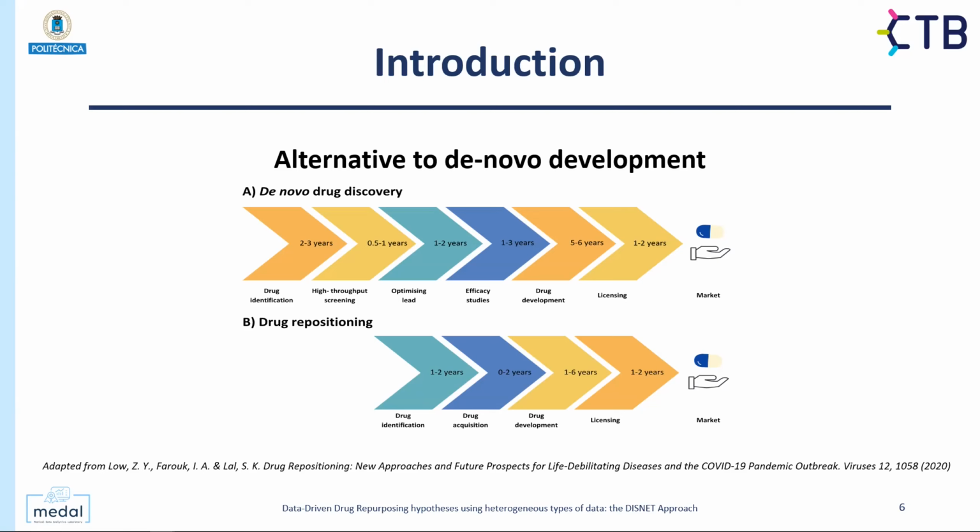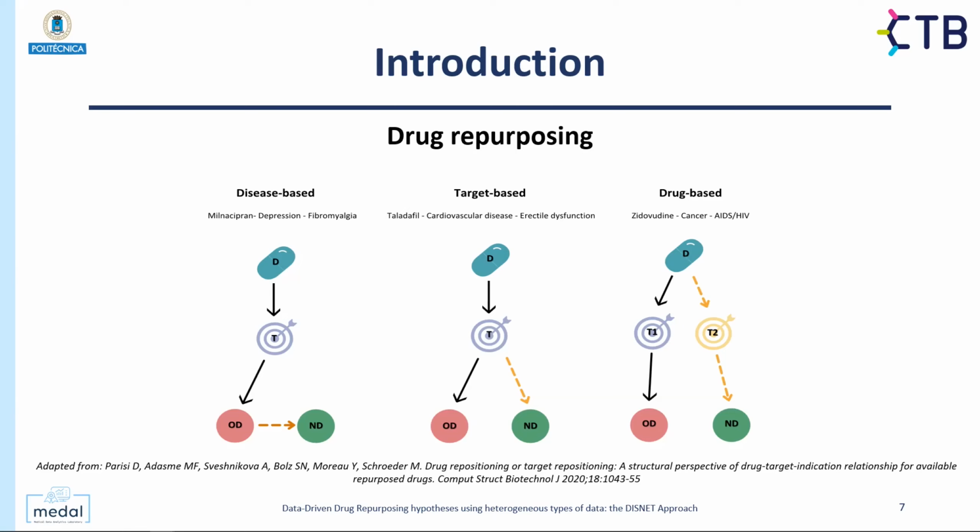In drug repurposing, there are several approaches that can be executed. One is the disease-based approach, where we have one drug that is expected to act against one target. That is part of what we call the original disease, and we try to find a new disease based on the similarities between these two.